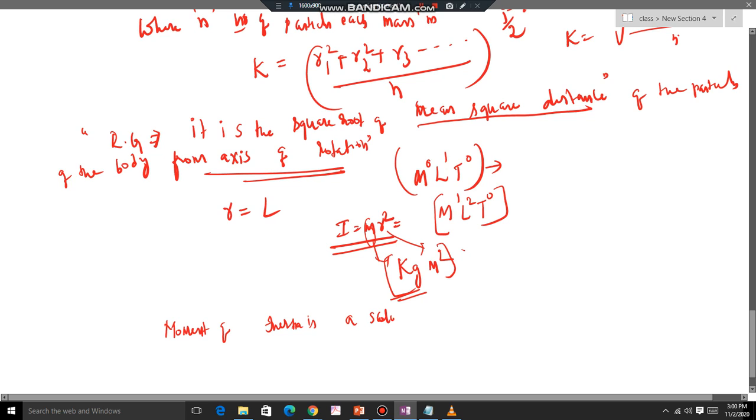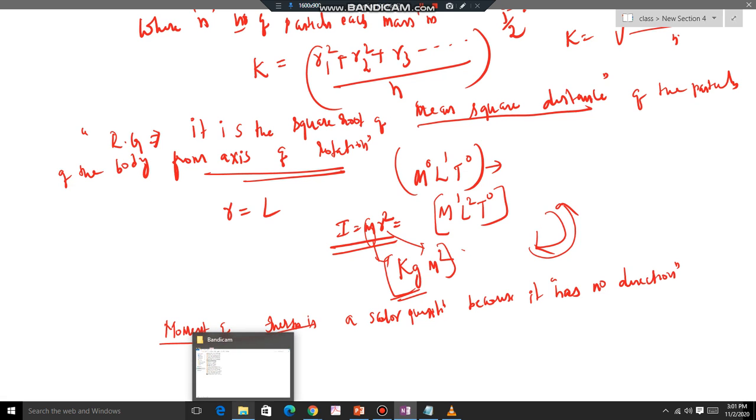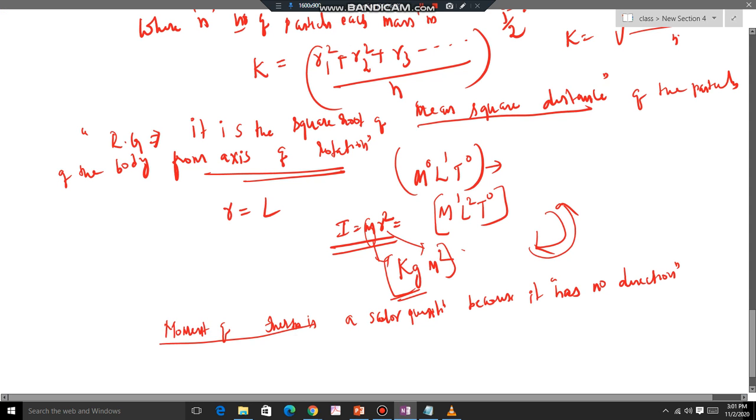Moment of inertia is a scalar quantity. Why is it a scalar quantity? Because the value of I about an axis remains unchanged by reversing its direction also. Whichever way it goes, the direction remains the same. So it has no direction. Since it has no direction, it is called a scalar quantity.